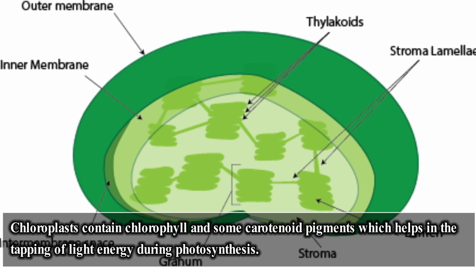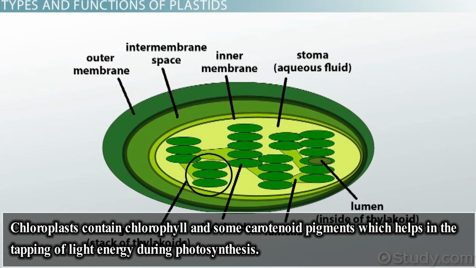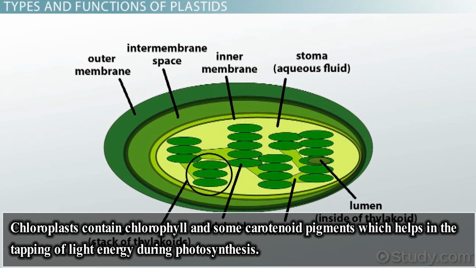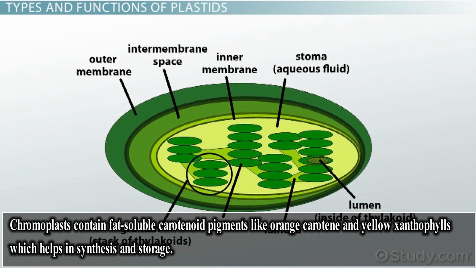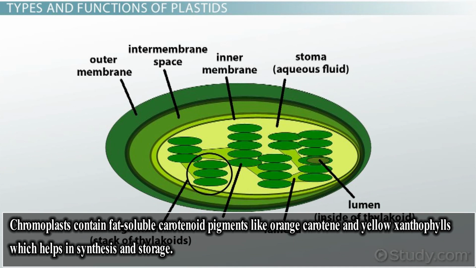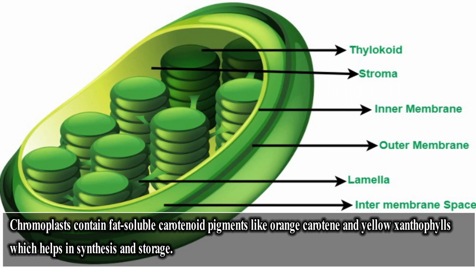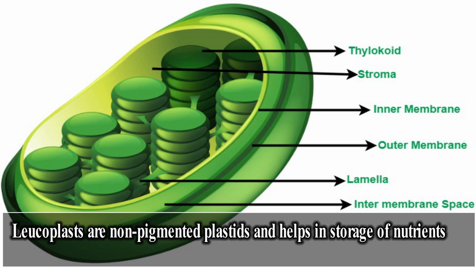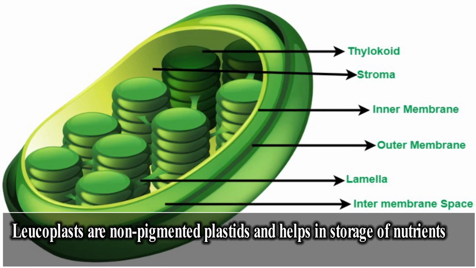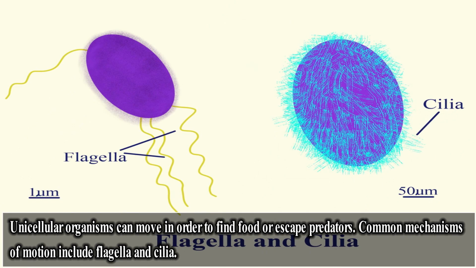Chloroplasts contain chlorophyll and some carotenoid pigments which help in trapping the light energy during photosynthesis. Chromoplasts contain fat-soluble carotenoid pigments like orange carotene and yellow xanthophylls, which help in synthesis and storage. Leucoplasts are the non-pigmented plastids and help in storage of nutrients.